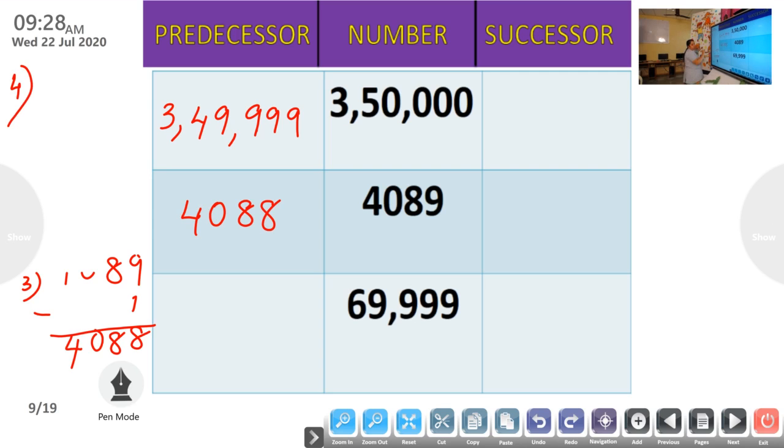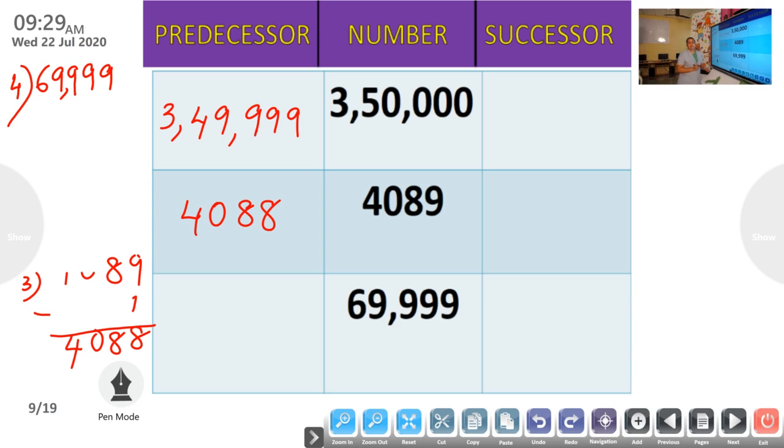Fourth question is, what is the fourth question here? 69,999. What is the fourth question? Write down 69,999. So how do you find out the predecessor?